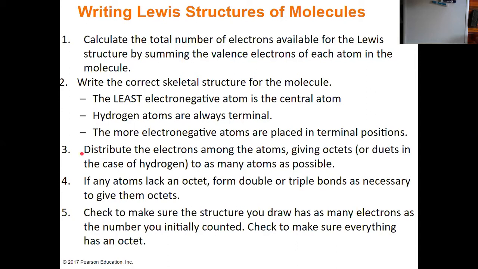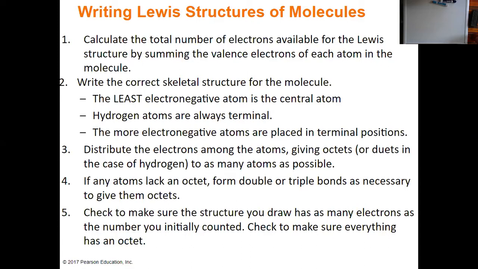After we're done writing our skeleton structure, then we'll distribute the electrons left among all of the atoms, and we're going to give octets to everything possible. Everything wants an octet except for hydrogen, which only wants 2 electrons. If any atom lacks an octet, we can form double bonds, we can form triple bonds, we could do whatever we need to do to make sure that everything gets an octet in the end.